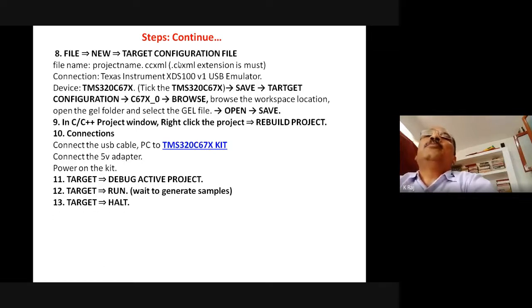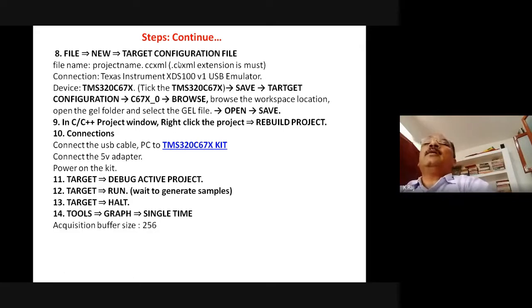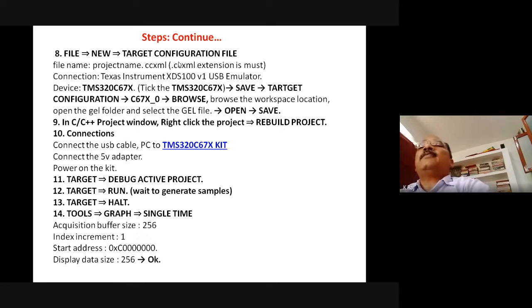Then again we will move to the target, and we will press here the halt, and then tools, and from the tools we will select here the graph, and the single time means whatever is the output will be represented here. And this is the acquisition buffer size for this one, which is 256, and the index increment is 1. The start address will be this one here, and the display data size is 256, and these options will be selected, and then we will press here the OK, and hence we will get the result here.